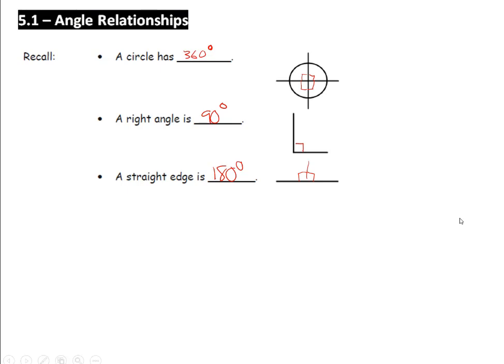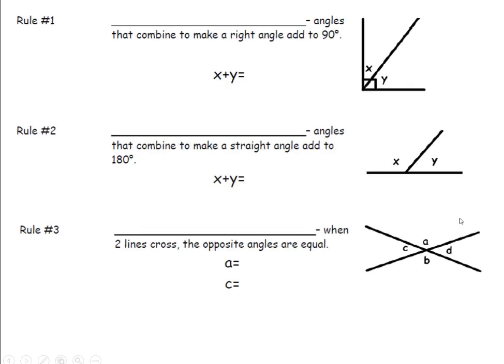We're going to talk about some rules here. This does get a little bit wordy in rule number 1. This is known as the complementary angle theorem. Angles that combine to make a right angle add to 90 degrees. So in this case, we have x over here and y over here. X and y add together to give us 90 degrees. This is known as the complementary angle theorem.